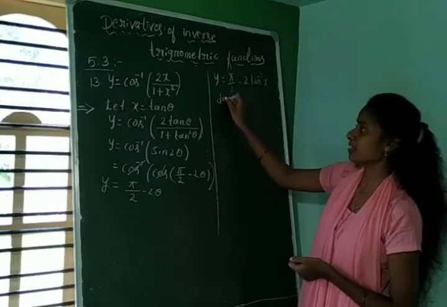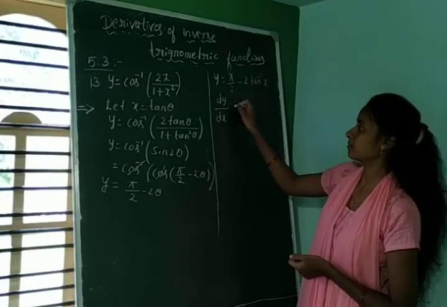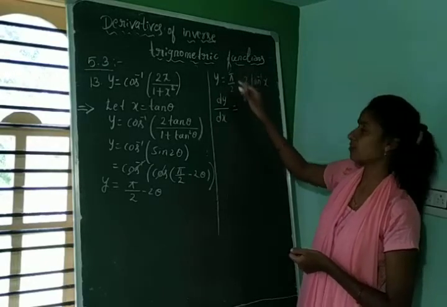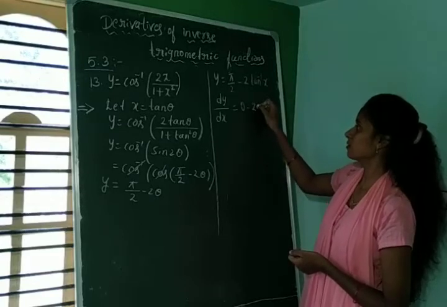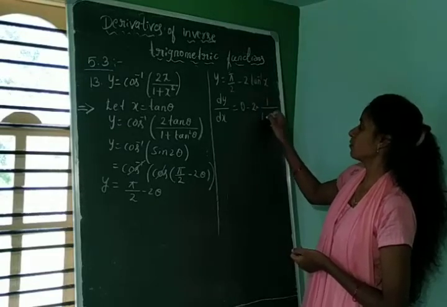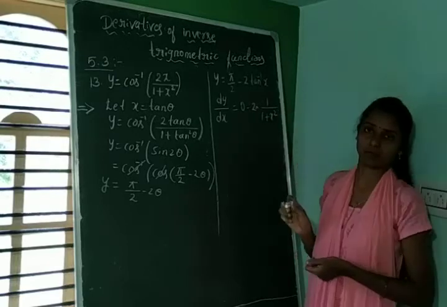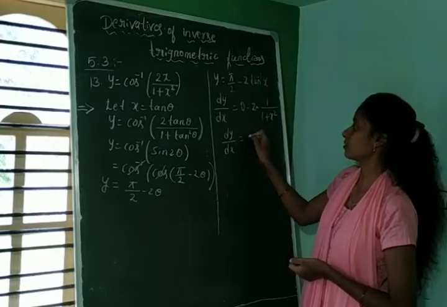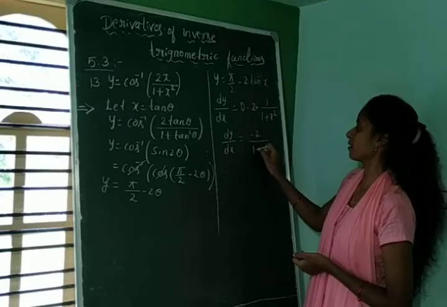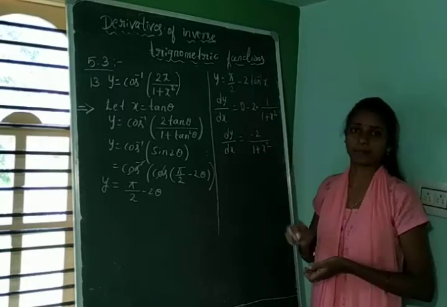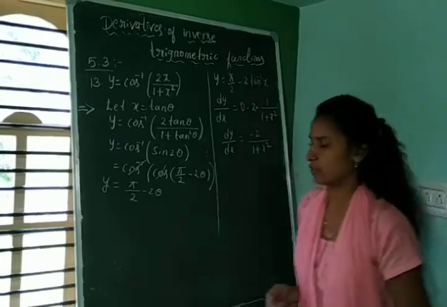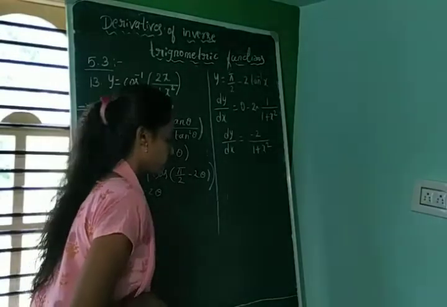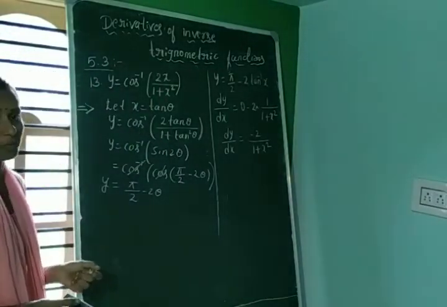Now differentiate. dy by dx, which is equal to, the constant derivative is 0, minus 2 into the derivative of tan inverse, which is 1 by 1 plus x square. Hence dy by dx is equal to minus 2 divided by 1 plus x square. Okay. So the only thing is you should be aware of the trigonometric formulas. That's it, guys.